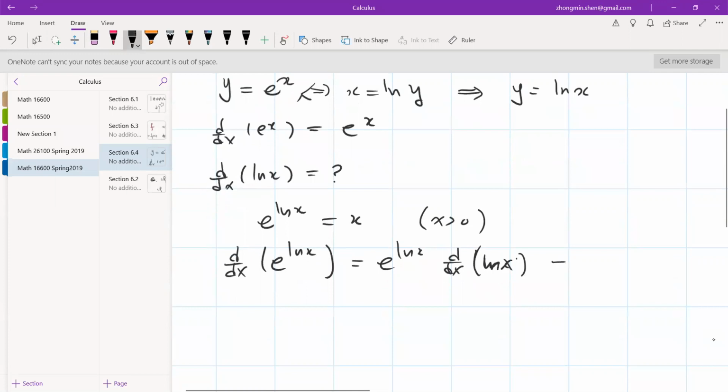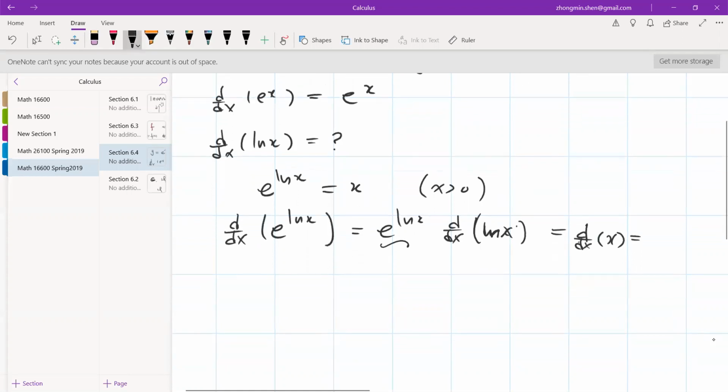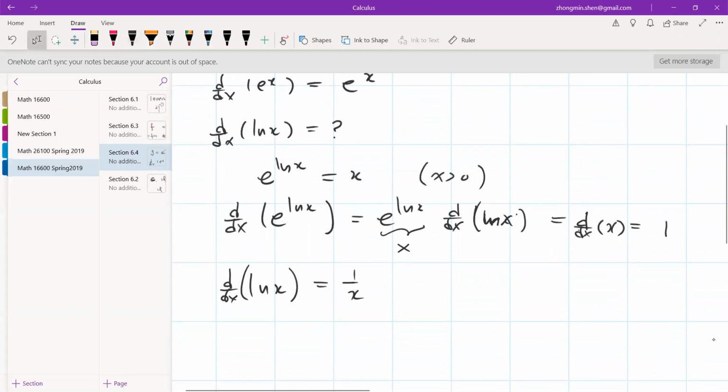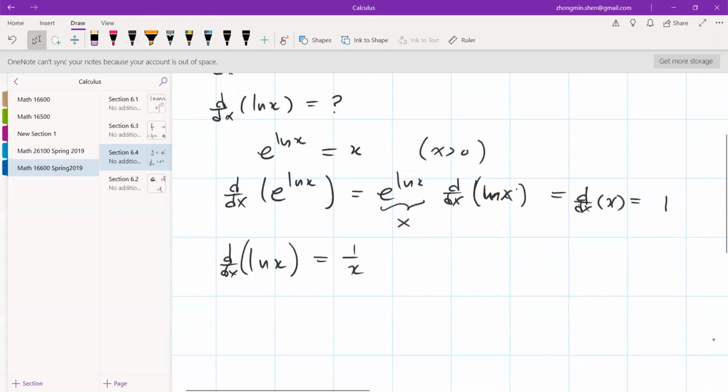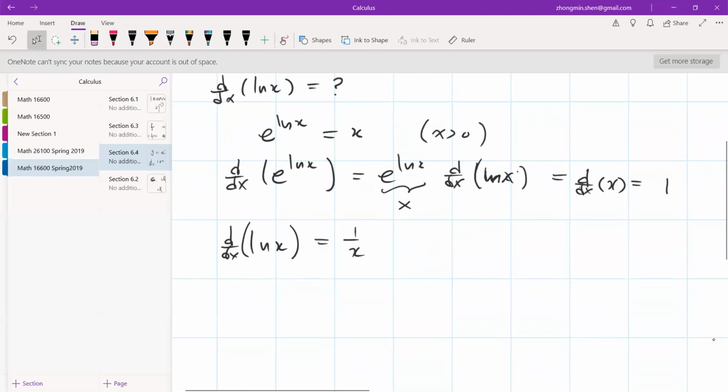On the right-hand side it is just 1, because the derivative of x is going to be 1, right? So we get the derivative, because what is this part? This part can be replaced by x. So you get the derivative of natural log x is just 1 over x. You solve for the derivative. Wow, this is interesting. Natural log x is defined only for positive x. It's a very interesting formula.